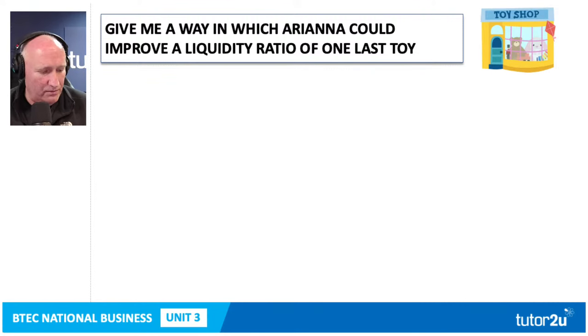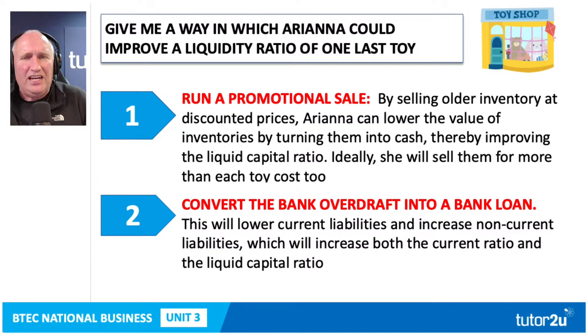Let's have a look at what I went with. I was thinking about the two liquidity ratios here because I think what I'd want to do is explain something that she could do and how and why that would improve a liquidity ratio and make the bank happier. So I went with Leonie's idea, which is to run a promotional sale. So exactly as was shown on the previous contribution there, by selling older inventory at a discounted price, which Lionel was also suggesting, Ariana can lower the value of inventories by turning them into cash.